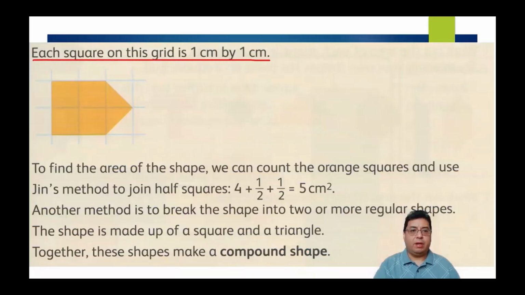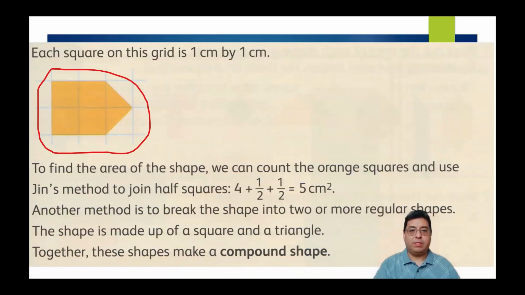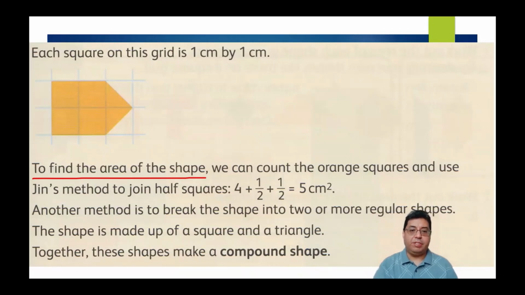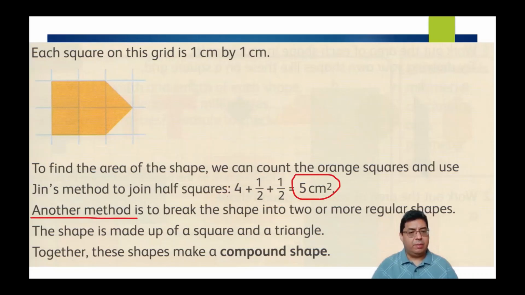Now, each square on this grid is 1 centimeter by 1 centimeter, kind of similar to what you just saw. Now, to find the area of the shape, we can count the orange squares and use Jin's method to join the half squares. So we'll just take 4 plus 1/2 plus 1/2, and we get 5 square centimeters. Now, another method you could consider is to break the shape into 2 or more regular shapes. This shape is made of a square and a triangle, and together these shapes make a compound shape, which is something we talked about in a previous video.